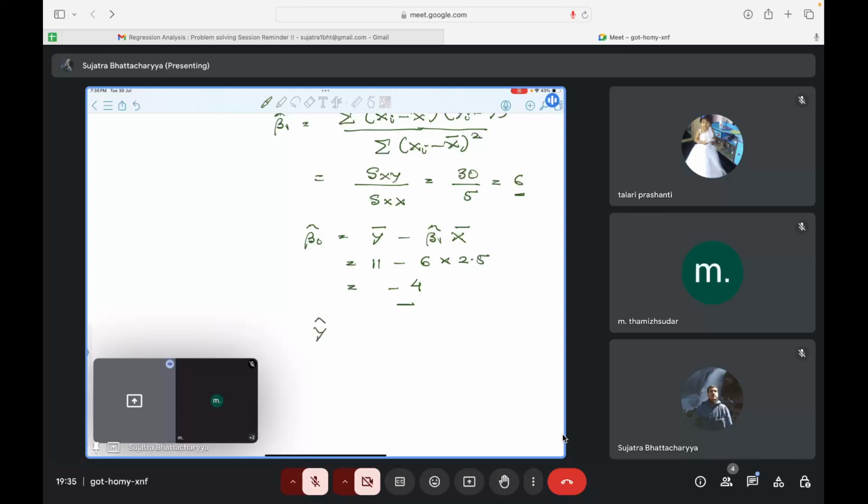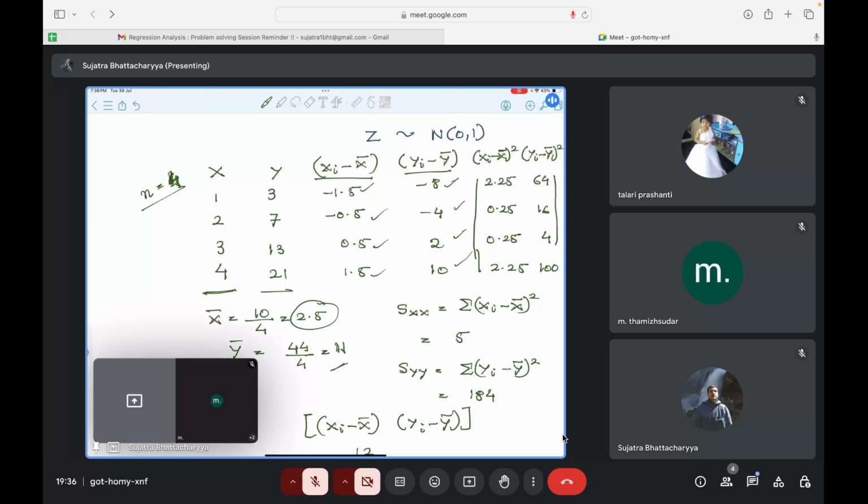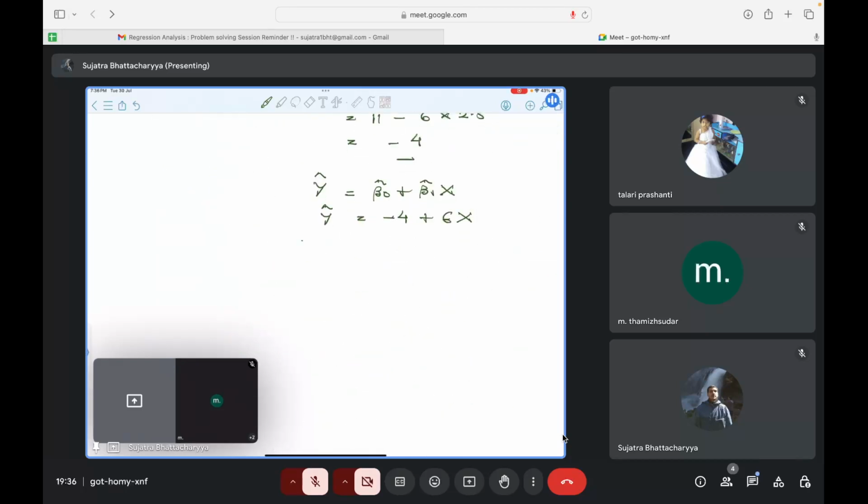Therefore, the estimated line y cap is beta naught cap plus beta 1 cap into x. That comes out to minus 4 plus 6x. This is your best fitted line of this data set. Okay, this is the best fitted line. So you now know this. Fine.